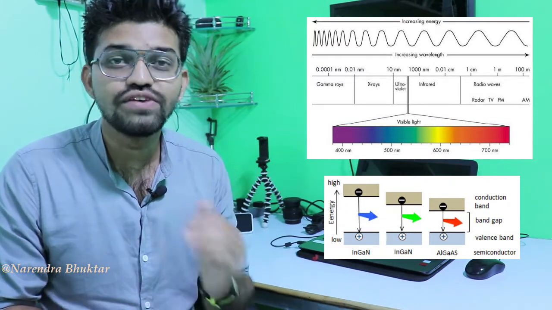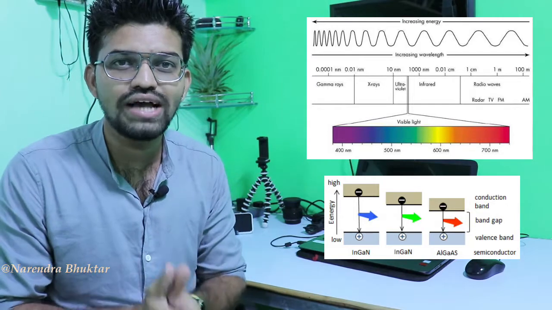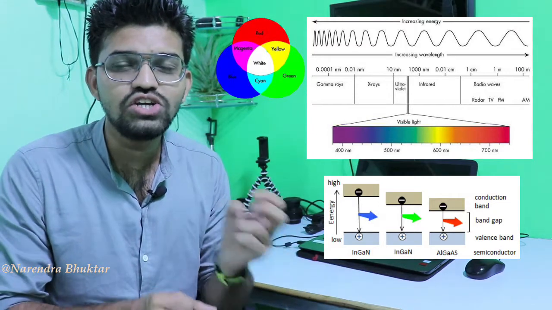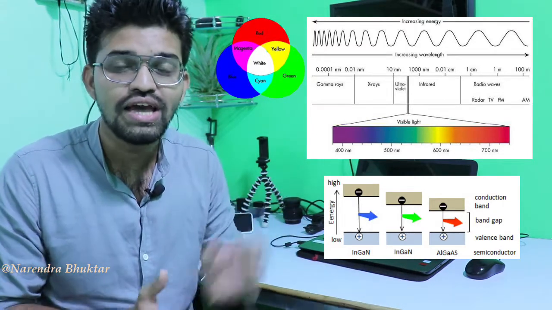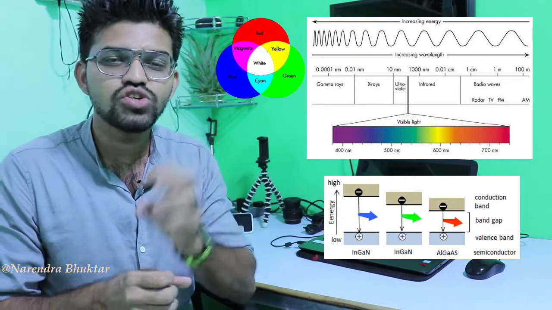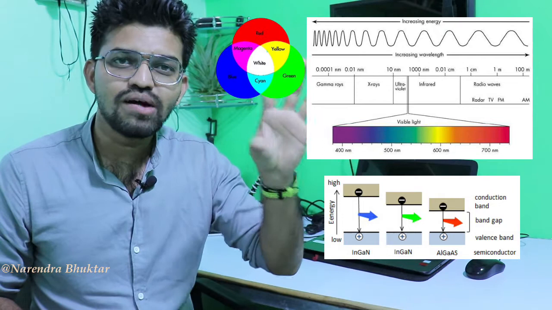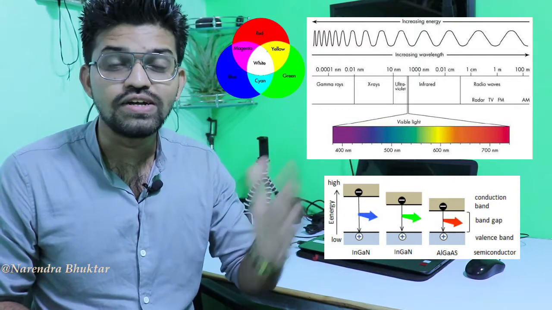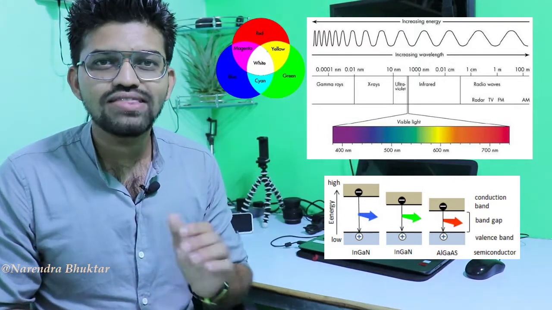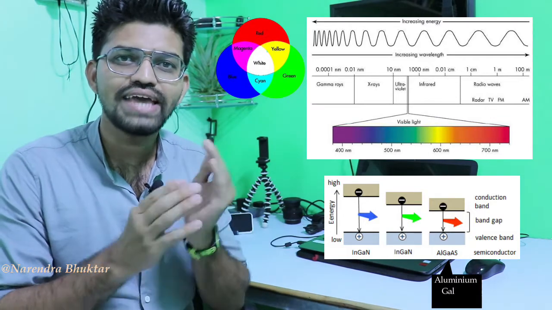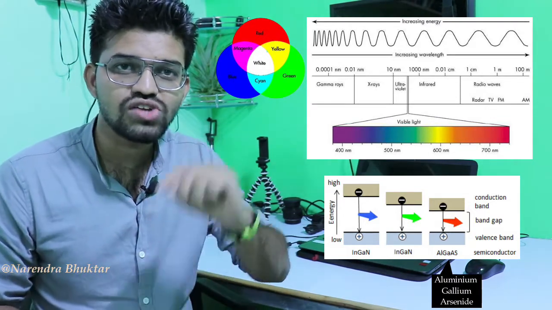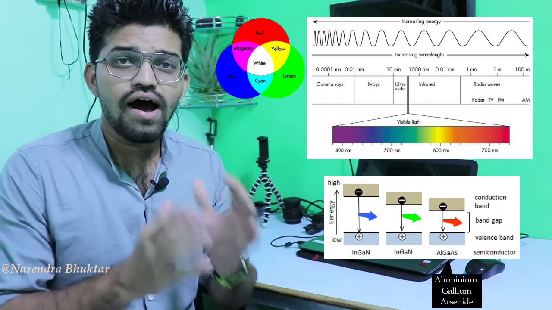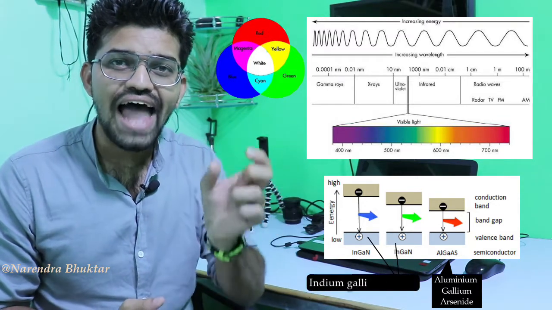To produce the different colors there are three basic colors, known as RGB, which become the base of each and every pixel, each and every light that we can see today. That is RGB: red, green and blue. If we combine RGB, you can see it produces different colors having different wavelengths. To produce the red color we require the material aluminum gallium arsenide. For green and blue color we require InGaN, that is indium gallium nitride.